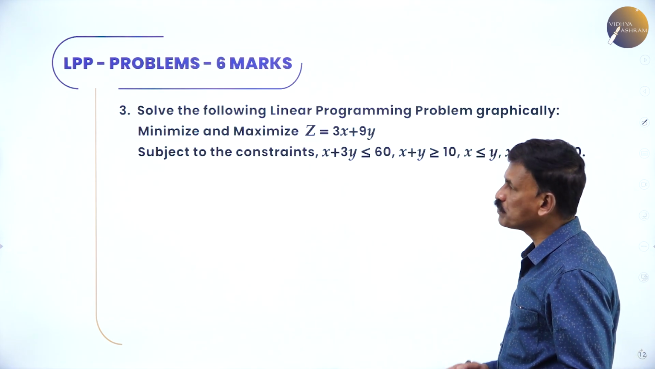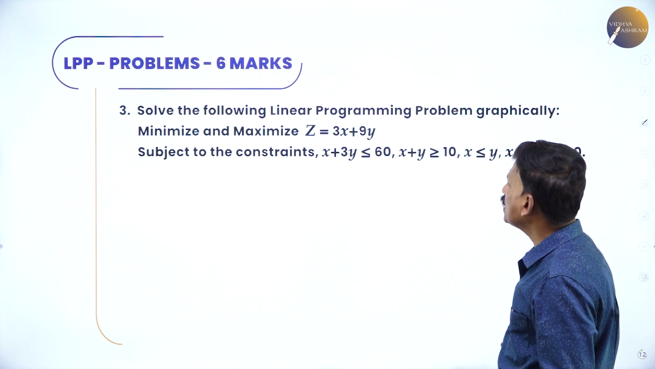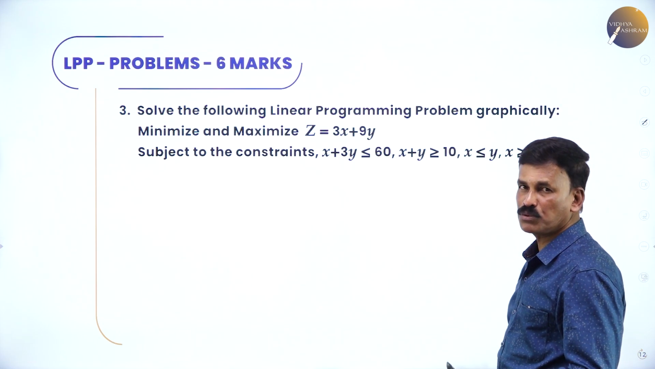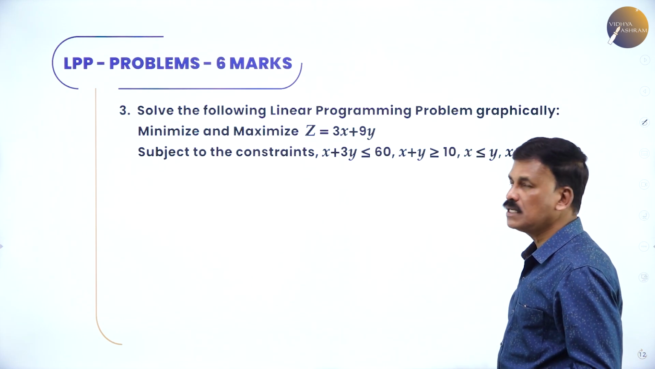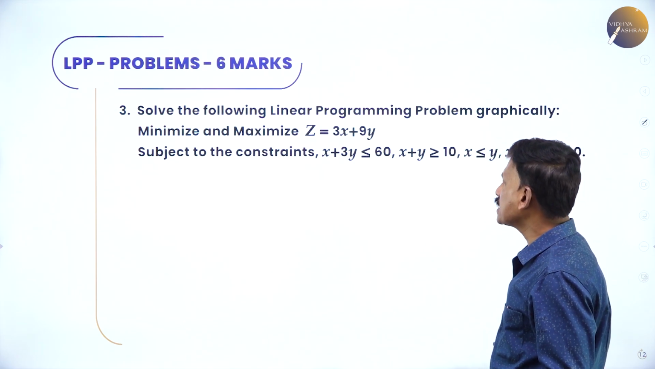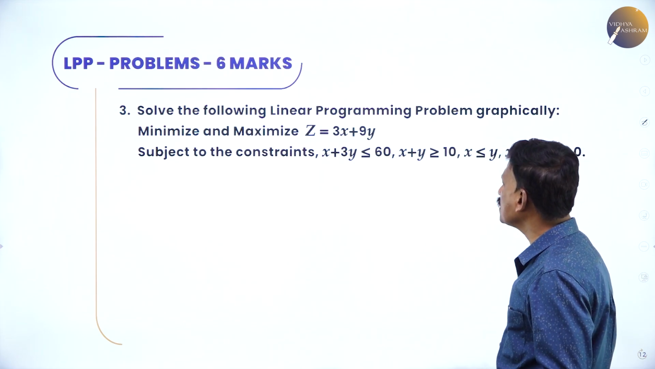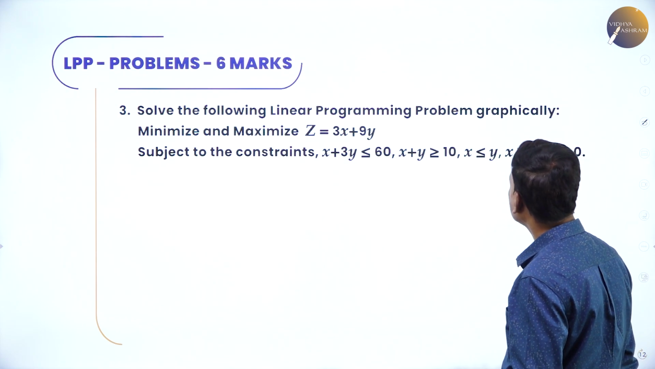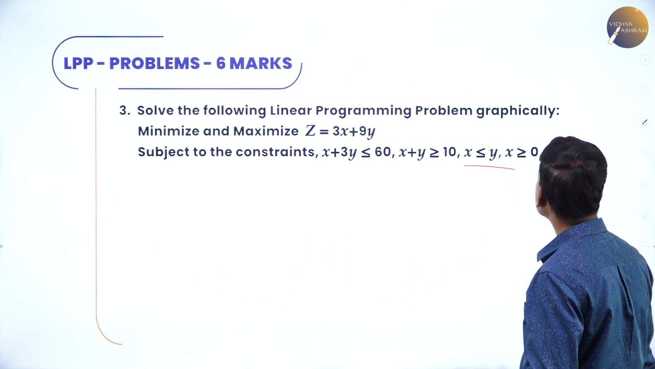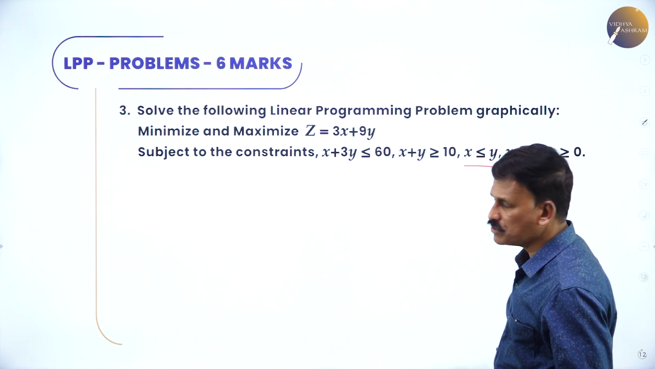Now let us take one more problem. Solve the following linear programming problem graphically. Minimize and maximize, here both the conditions are given. Z is equal to 3x plus 9y, subject to the constraints x plus 3y less than or equal to 60, x plus y greater than or equal to 10, and one more, x is less than or equal to y, x is greater than 0 and y is greater than or equal to 0.